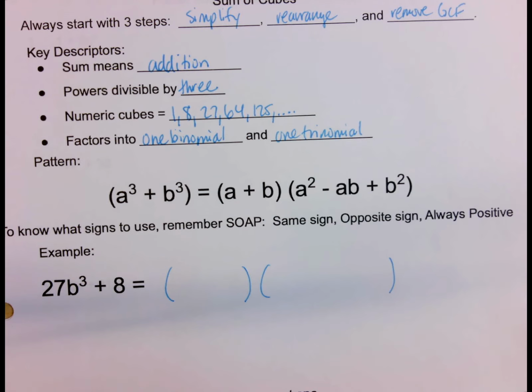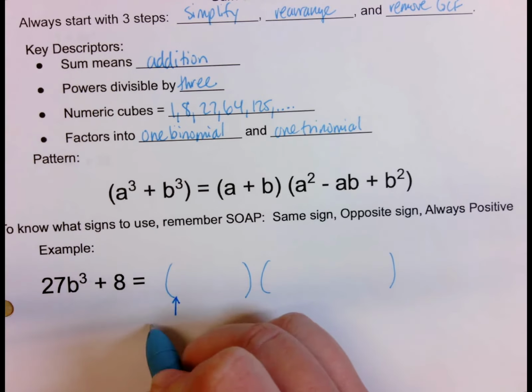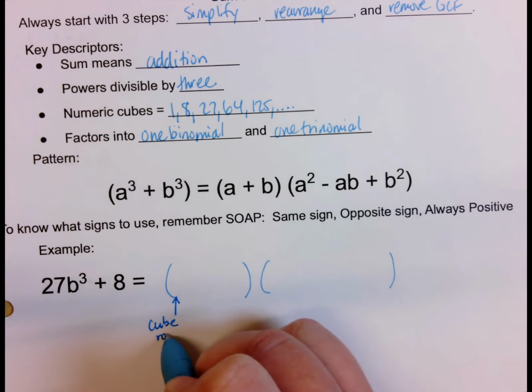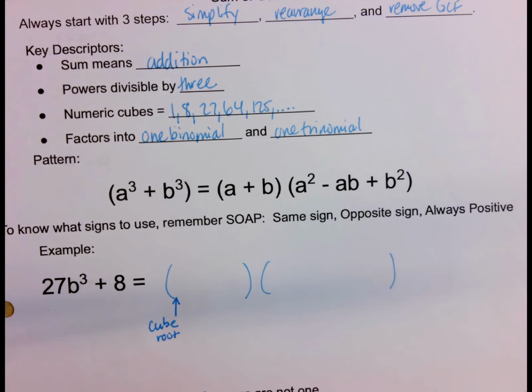Okay? All right, so now, just like difference of cubes, we start with a cube root. So we're going to take the cube root of this right here. So first off, we have to take the cube root of 27. Now remember, you can do that in your calculator. So I'll show you one more time how to do that.